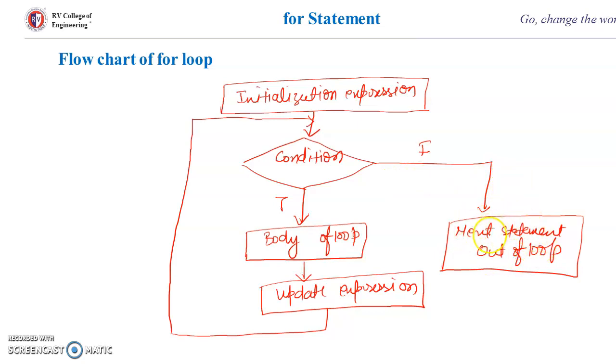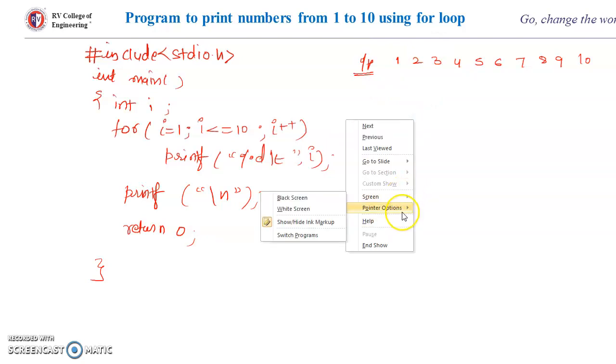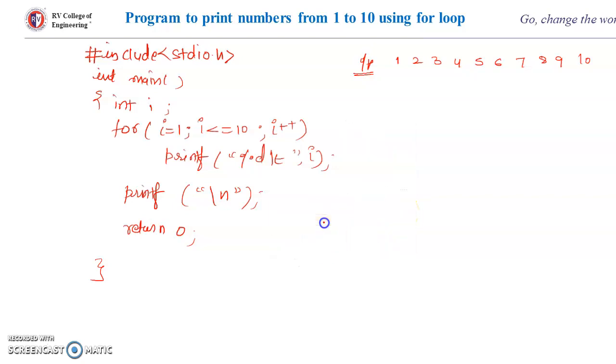Statement following the loop means the statement which we have written outside the for loop. So this is the flow chart of the for loop. And then let's take one example. I am taking the same example which I have taken for while and do while. So here we have to write a C program to print numbers from 1 to 10 using for loop.